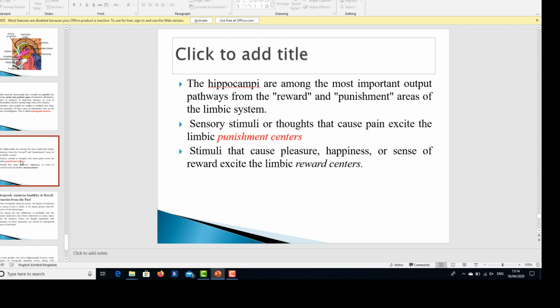The hippocampi are among the most important output pathways from the reward and punishment areas of the limbic system. Sensory stimuli or thoughts that cause pain excite the limbic punishment centers. Stimuli that cause pleasure, happiness, or a sense of reward excite the limbic reward centers.